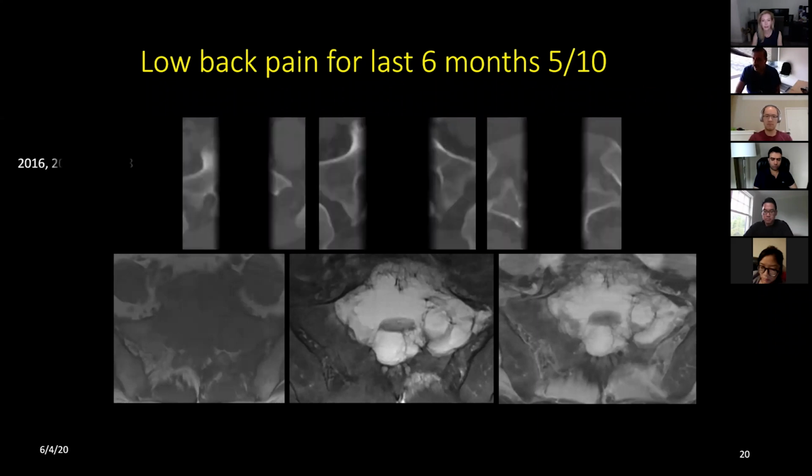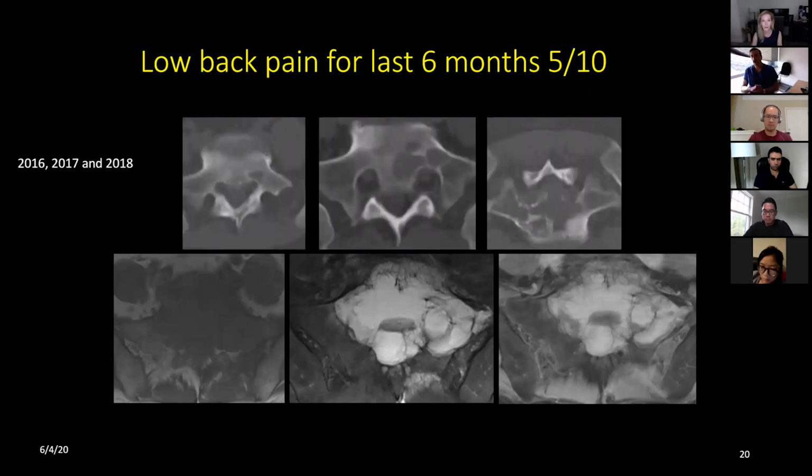So we got our hands on her old scans from 2016, and you can see that it started off as a small lytic area in the bone and then progressed to 2018, but it wasn't a completely destructive lesion. You can still see some bone around this lesion.